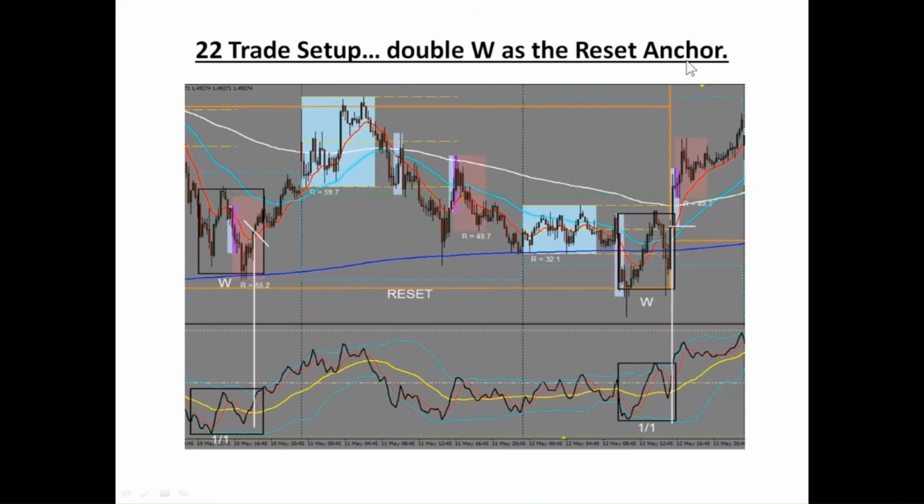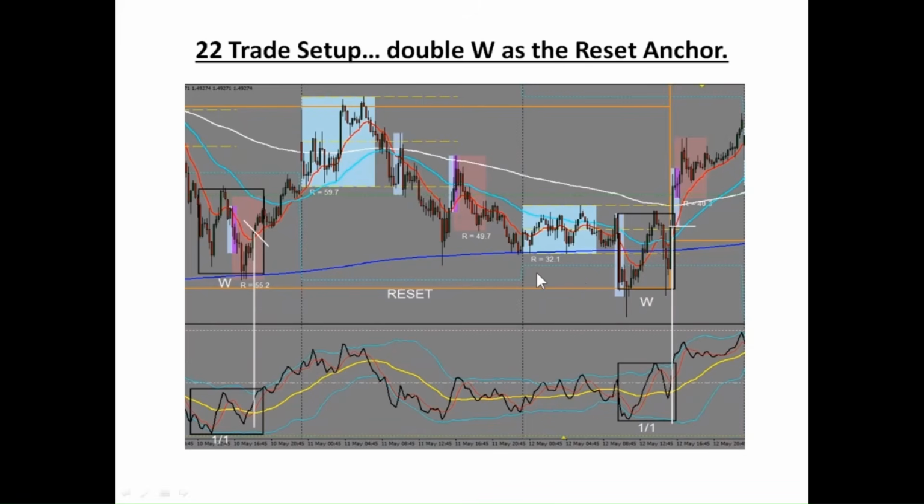Here's another 22 trade setup. Here's the W at the reset anchor. Because we've always been talking about level 3 anchors, well, here's an example of a reset anchor. So here's the blueberry, first leg, second leg, close above, notice out of the band, in the band, right? Boom, that's my first move. They come back, give me a second leg of the reset, they hit it. Here's another W, here's another out of band, in the band. Same move. Okay, it's beautiful.